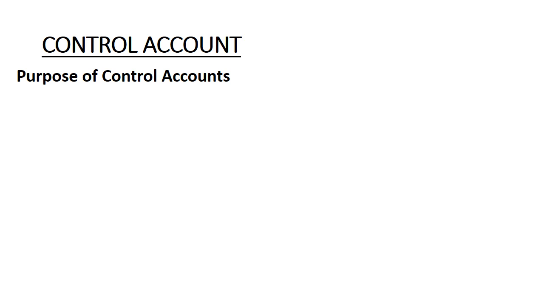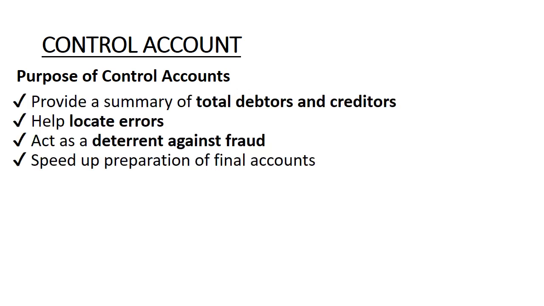So, what are the key purposes of the control accounts? First, it provides a summary of total debtors and creditors. It helps locate errors and it acts as a deterrent against fraud. It also speeds up the preparation of final accounts. So, we're going to take a look at debtors control accounts and creditors control accounts, or purchases control accounts and sales control accounts.